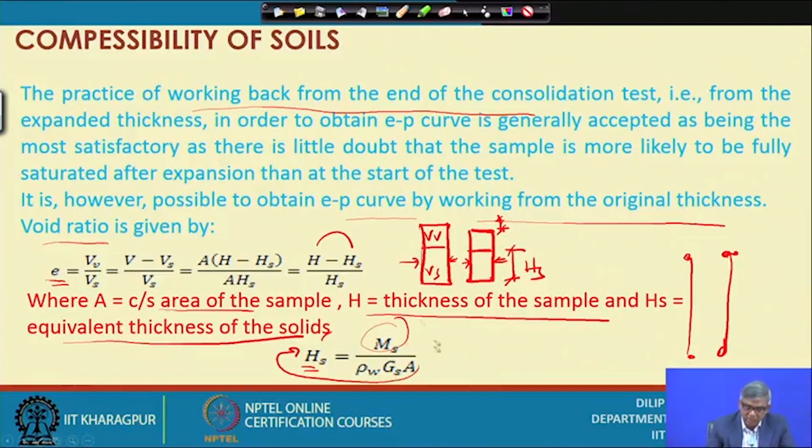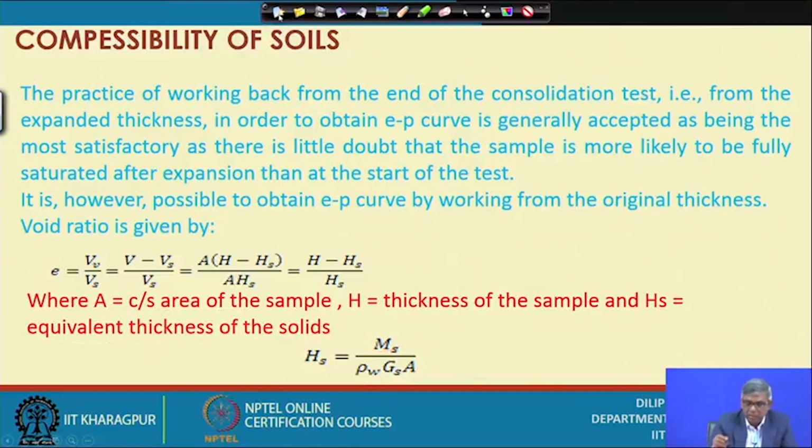So, if you know the mass, the density of water, and the Gs of the soil, which is mostly known, or if it is not known we can assume 2.65 to 2.7, and the cross sectional area, this is the way one can calculate Hs. This is to be used in the calculation of void ratio in other methods.